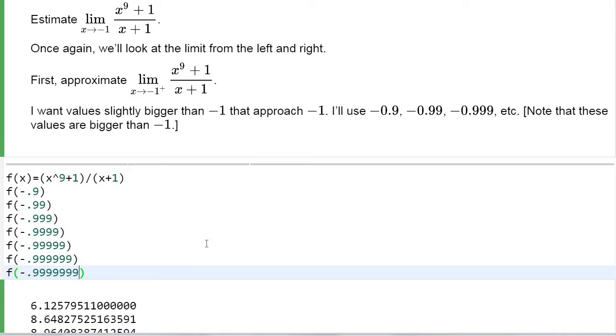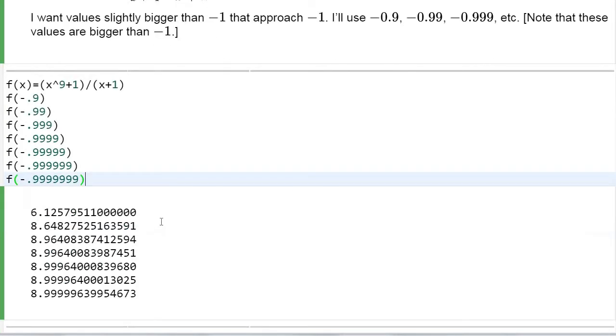Okay, so you're going to do both left limit and right limit, so it's not the hugest deal in the world if you get them backwards, but try to keep your left and right straight. It'll be helpful in the long run. So this is a list of numbers that gets closer and closer to -1. They're all bigger than -1. So approaching -1 from the right. What happens to the outputs? It looks like the outputs are getting closer and closer and closer to 9.